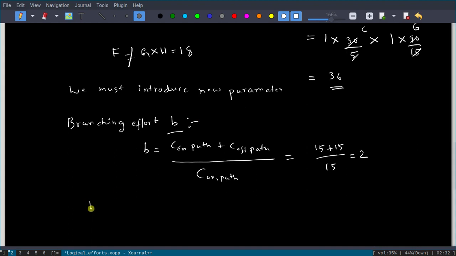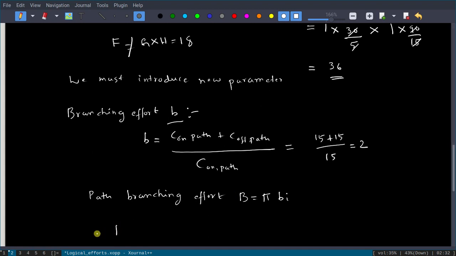If we want the path branching effort, then we will introduce a symbol capital B. It can be calculated by multiplying the individual branching efforts. Okay, so we will get the path branching effort when we multiply all the branching efforts. If we multiply, we will get the capital B. So now the path effort, that is capital F, is equal to capital G, H and B. So one more parameter we have to add, that is B.